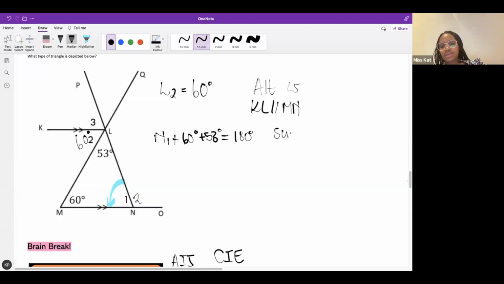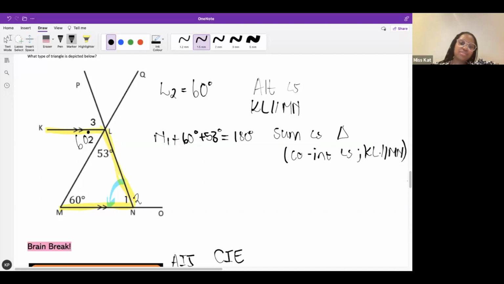Oh, okay. What other reason could we have used? Can you see it? Look at your parallel lines. Ooh. Do you see the U? Oh, yes, ma'am. So we could have also used co-interior angles because KL is parallel to MN. Yeah. Wonderful. Now let's finish it off.